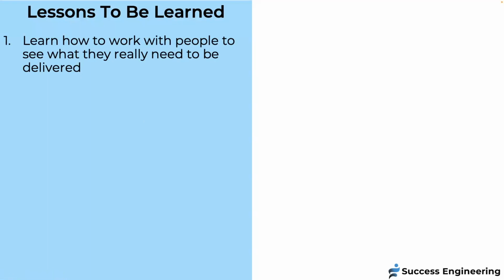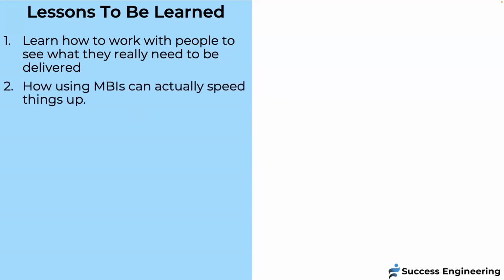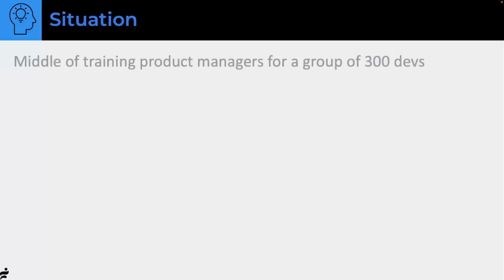We're going to learn how to work with people to see what they really need to be delivered when they aren't telling us what they really need to be delivered, and how using MBIs can actually speed things up. And here was the situation.